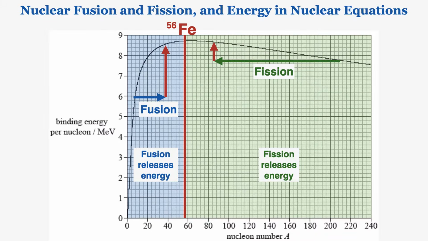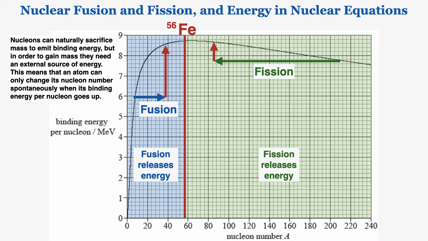What I'm trying to get across here is that to the left of iron on this graph, fusion is what's going to release binding energy. And to the right of iron on this graph, fission is what's going to release binding energy. Nucleons can naturally sacrifice mass to emit binding energy, but in order to gain mass, they need an external source of energy. This means that an atom can only change its nucleon number spontaneously when its binding energy per nucleon goes up. So what this tells us is that fusion and fission can only really happen spontaneously in atoms when they're gaining binding energy per nucleon.